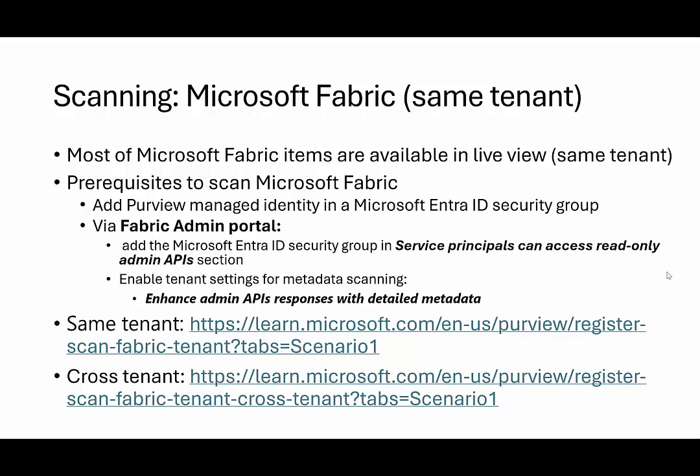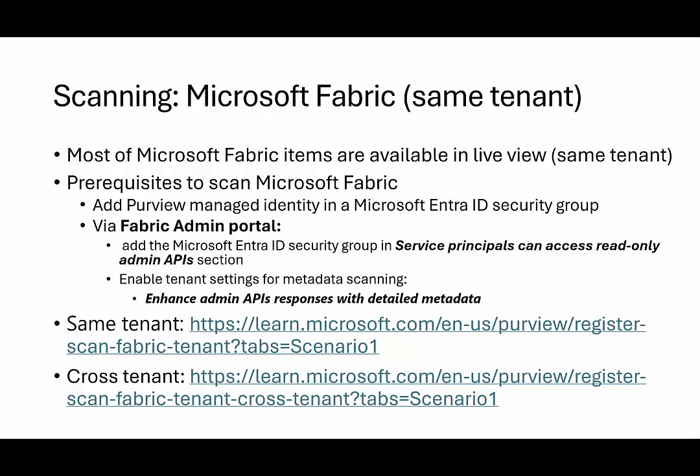In this video, I will show you how to set up a Microsoft Fabric scan. The thing that you have to know is that by default, all Microsoft Fabric items are available through what we call the live view. So this is in the same tenant scenario. Each time you create a new Microsoft Fabric artifact, it will be automatically added in your data catalog. That is a good option, especially if you need to maintain an up-to-date inventory.